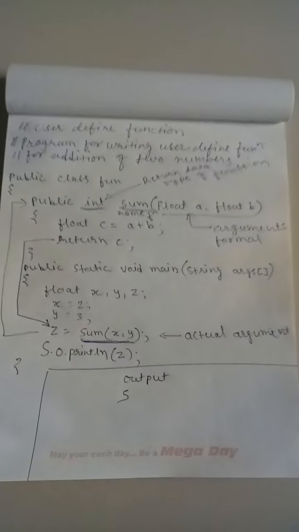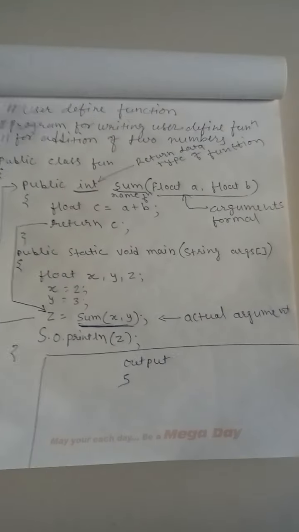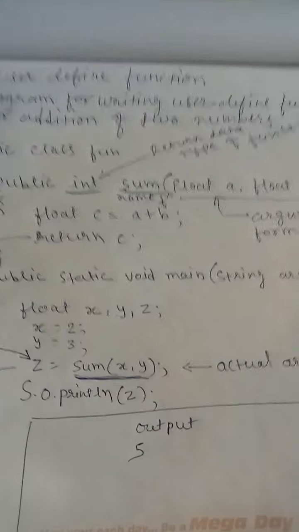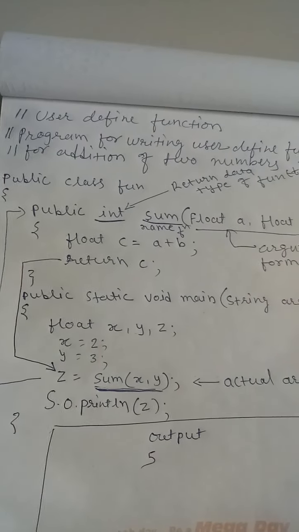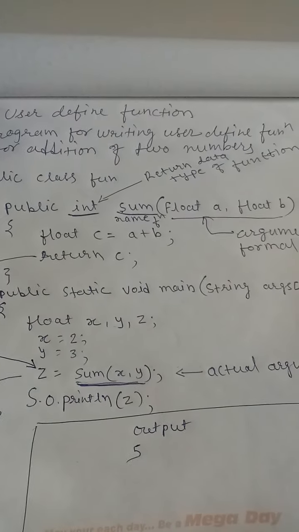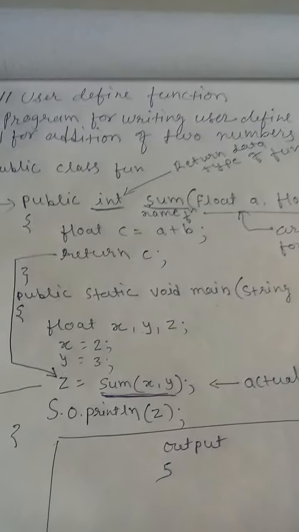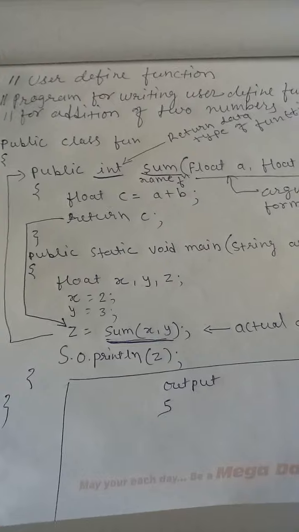So you all are aware what is the logic of adding two numbers. For adding two number, what we have to do, we have to take two variables and assign the value for that two variable and then add into the third variable. So let's start how to do the same program with the help of function.